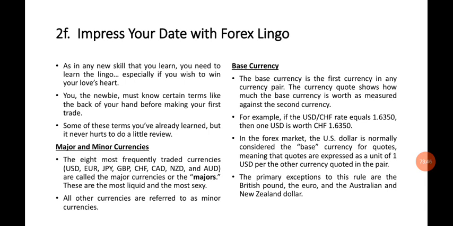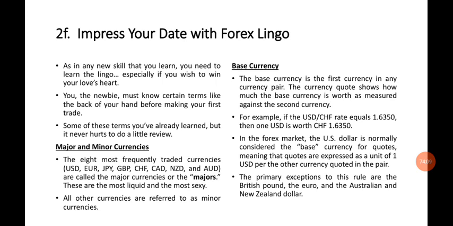Major and minor currencies. The 8 most frequently traded currencies are US dollar, euro, Japanese yen, Great British pound, Swiss franc, Canadian dollar, New Zealand dollar, and Australian dollar. They are called the major currencies or the majors. They are the most liquid and most sexy. All other currencies are referred to as minor currencies.